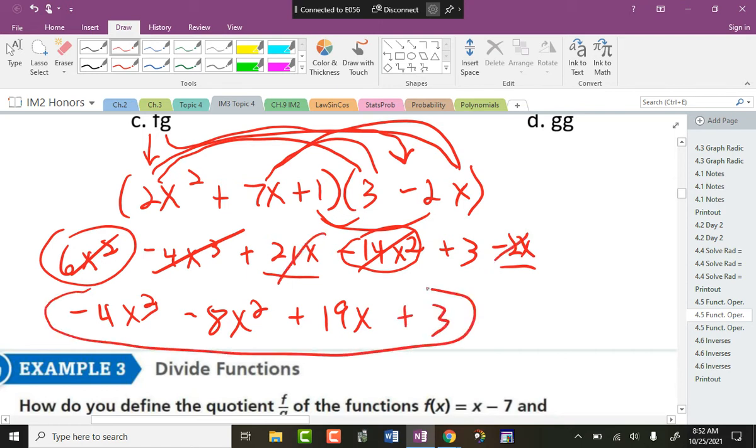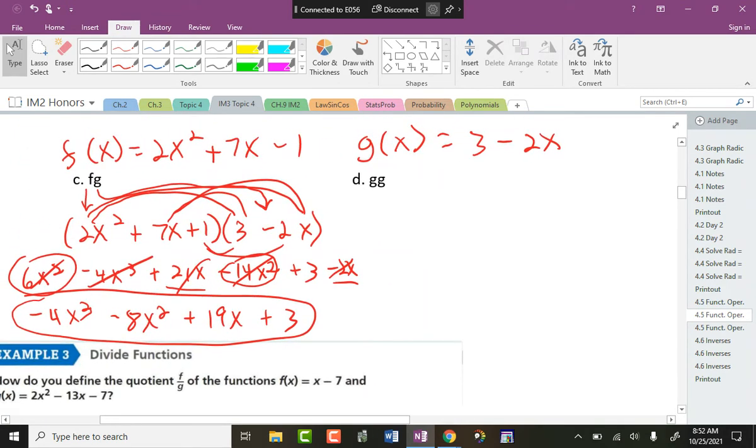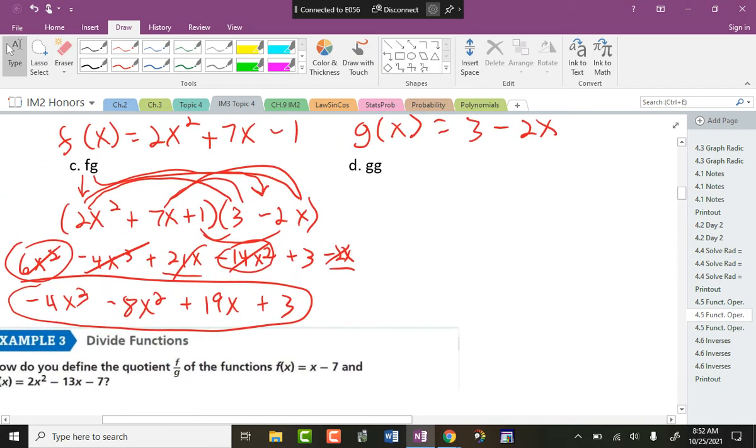Okay, and then no, you don't factor in this section, except for a specific type I'll show you later. You simplify. Some students get confused. Wait, do I factor? There's a big difference between factoring and simplifying. You're simplifying. You're writing a polynomial in standard form when you're done. So just trying to think about some things that go wrong. And then GG, that just means you take a function G and multiply it by itself.